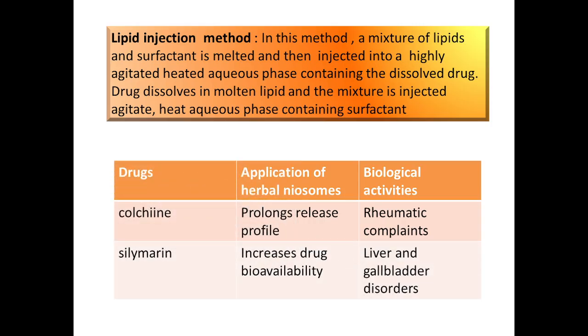Now here are some examples of niosomes. Colchicine niosomes: application is prolonged release profile, biological activity, rheumatic complaints. Silymarin: increases drug bioavailability. It is used against liver and gallbladder disorder.